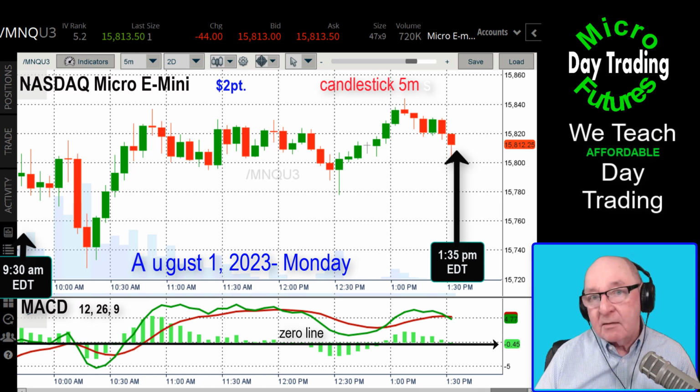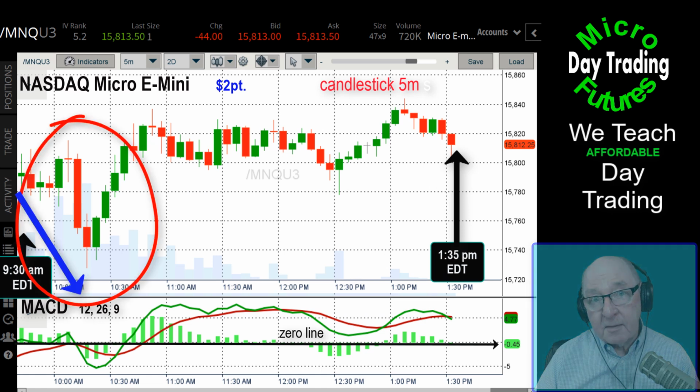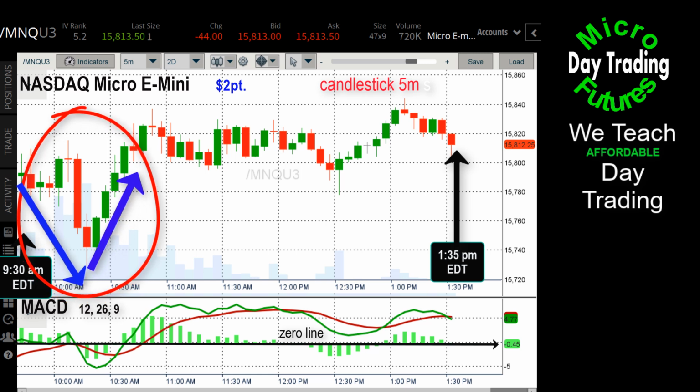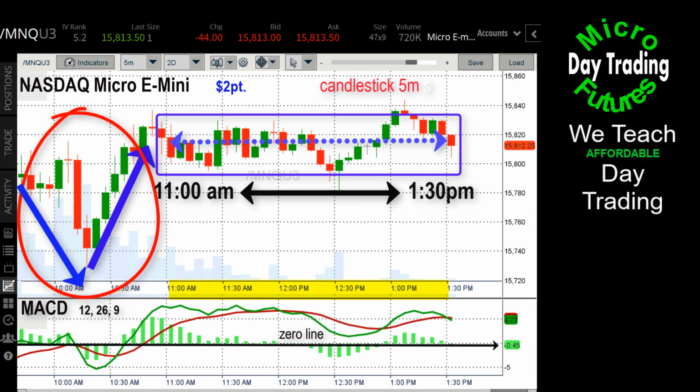But first, let's take a look at the entire day since the day session opened and see what's happening in the market. As you see in the red circle there, the market in the first hour was pretty up and down. A lot of earnings reports, and the Feds are having meetings on interest rates during this week. But look what happened from 11 o'clock all the way to 1:30. Prices are almost absolutely level.